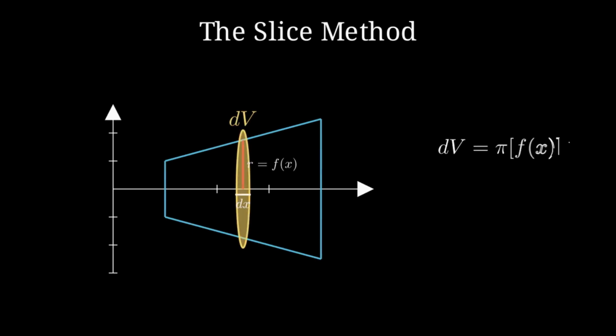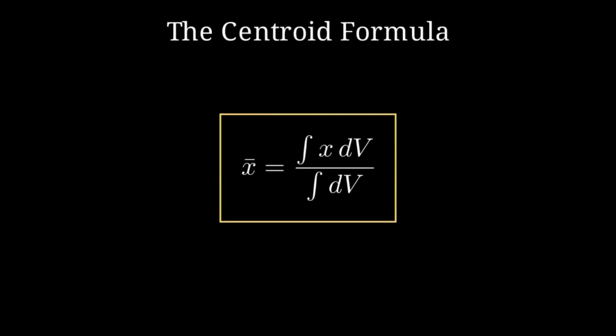Each disk has a volume, dV, equal to pi times the radius squared times the thickness dx. This disk represents a tiny portion of the total mass. The x-coordinate of the centroid is the weighted average of the x positions of all these disks. We calculate this by dividing the integral of x times dV by the total volume of the solid.